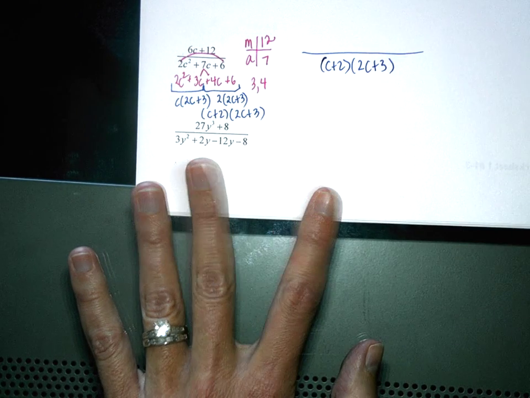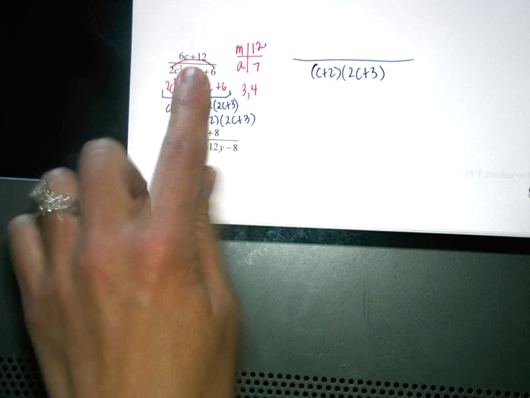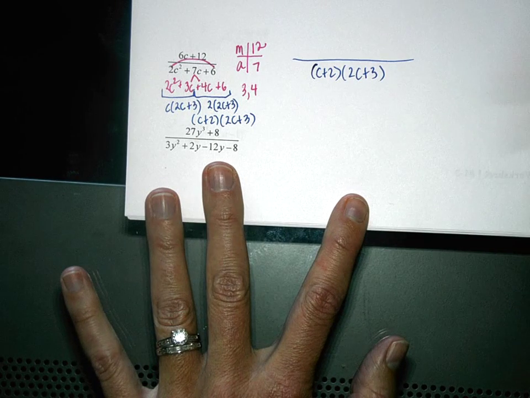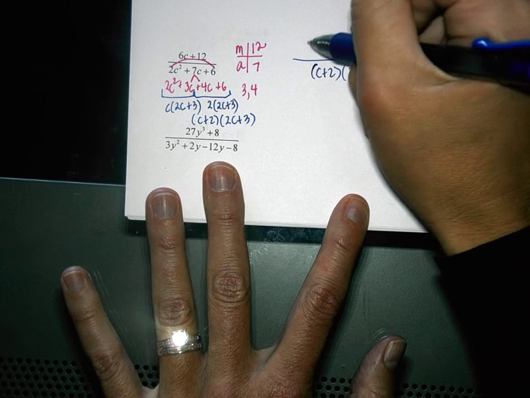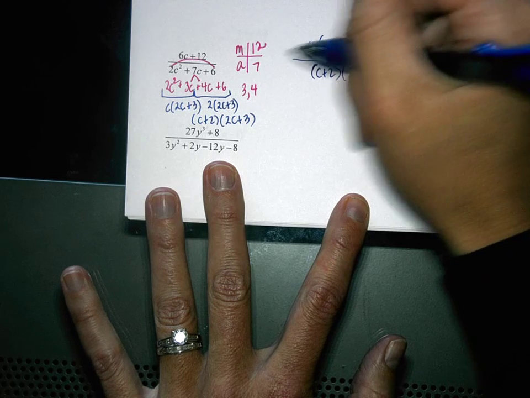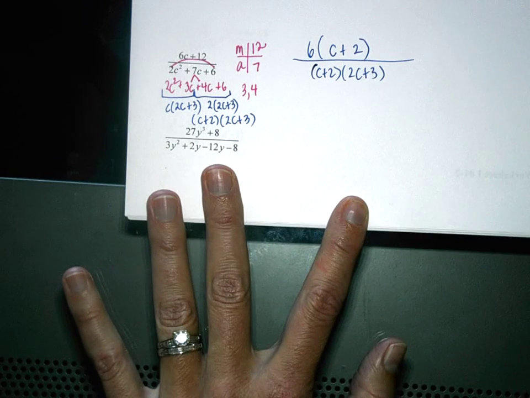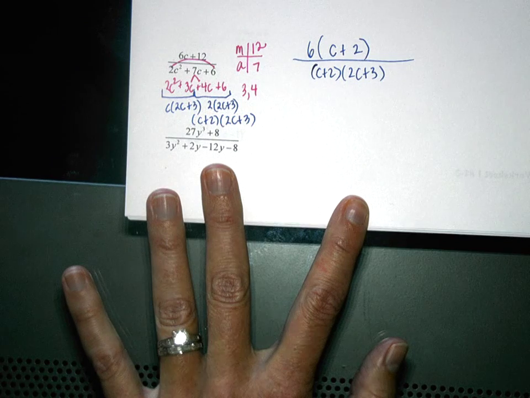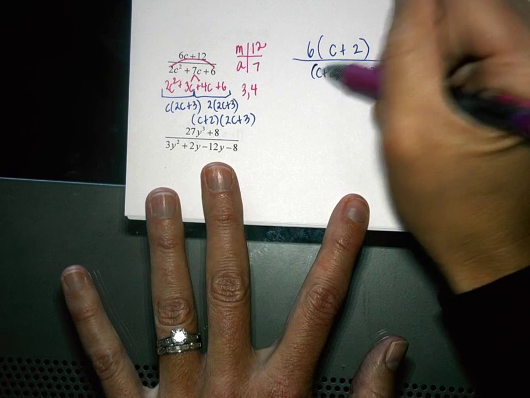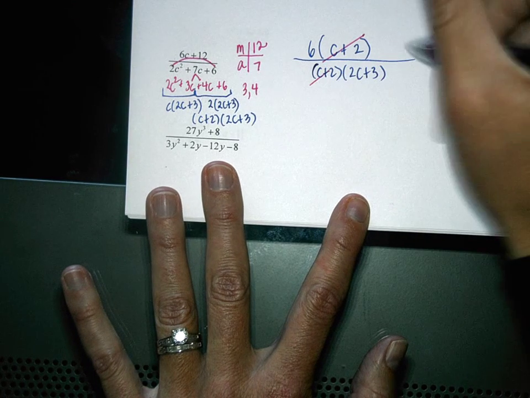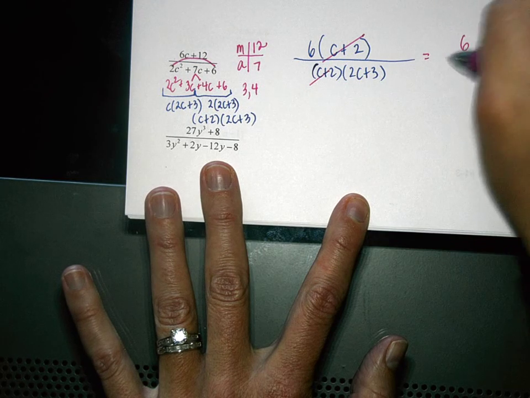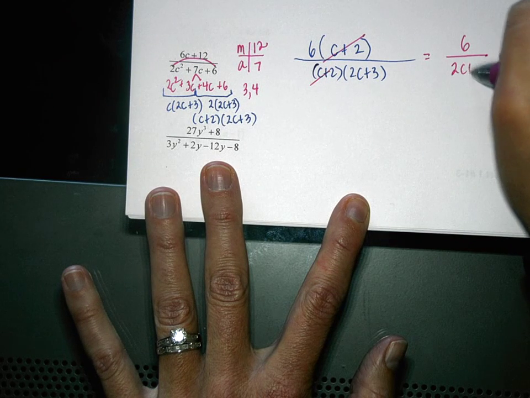All right, and on the top, 6c plus 12, the GCF is 6, good. And then we factor out a 6, and we have c plus 2 left over. So anything that are like terms that we can reduce, we do. We notice that hopefully there is a c plus 2 that can be reduced. And so on the top, I'm left with the 6, and on the bottom, we have 2c plus 3.